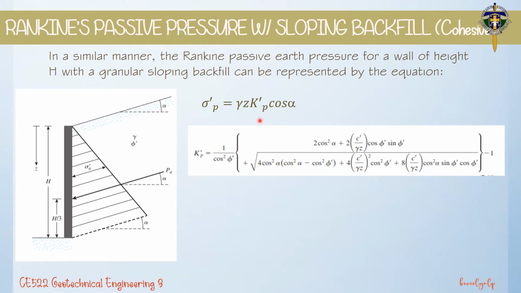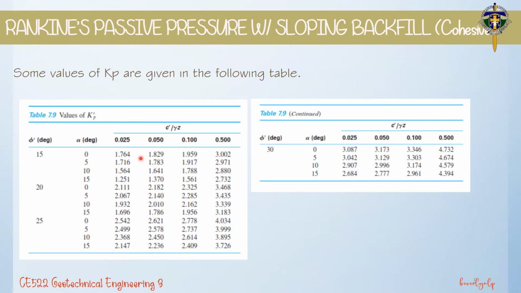And then to determine the value of the coefficient, we shall be using this equation. And other than using this equation, we use the table. And this table is a variation of the angle of friction, the alpha angle, and likewise the ratio of the cohesion divided by the unit weight multiplied by the depth.